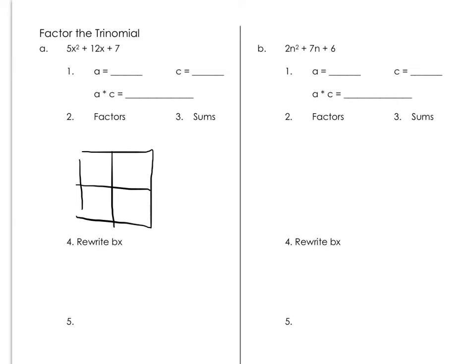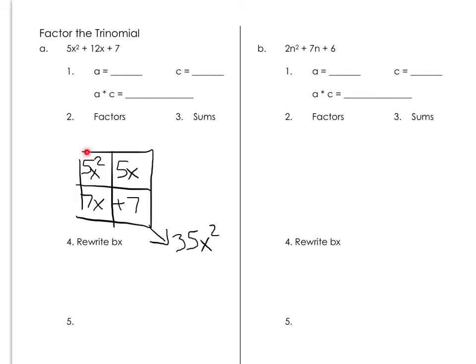We're pretty much just going to keep going the same way we're going. So the x squared term is still going to stay up front. The constant's still going to be in the back. So if we multiply those together, we get 35x squared. Now, we're looking for two factors of 35 that add up to 12 this time. So we know that 7 times 5 is 35. So 5x and 7x have to be my factors.